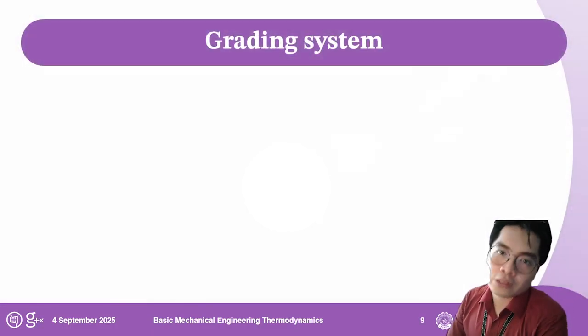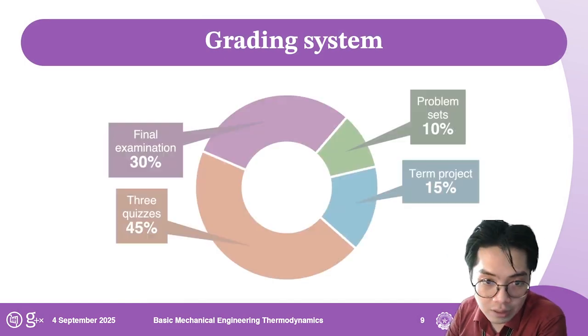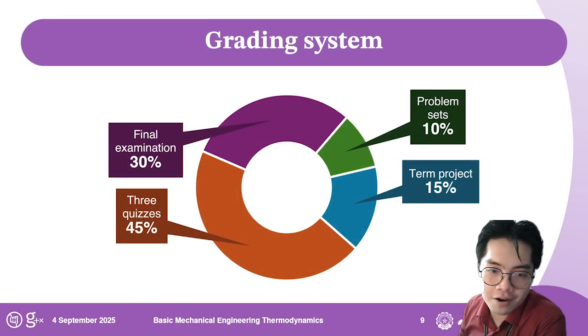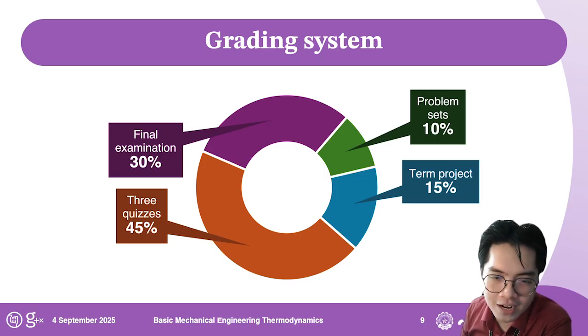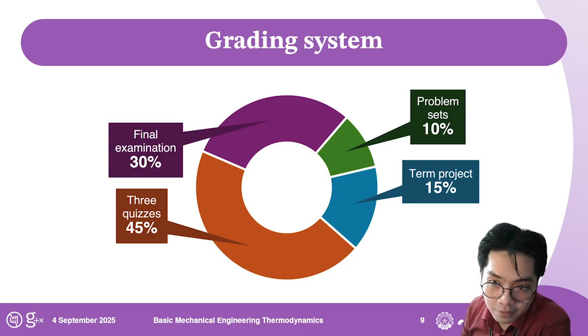So now, grades and policies. Here we go. What do you need to do to pass? Well, first and foremost, here is our grading system, right? You can see it's very top heavy. Your final examination is 30%. 3 quizzes constitute 45% of your grade. Problem sets are 10% and your term project is 15%.